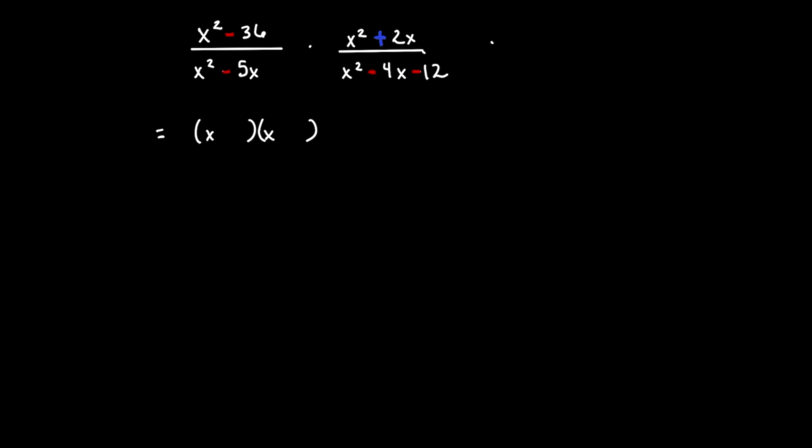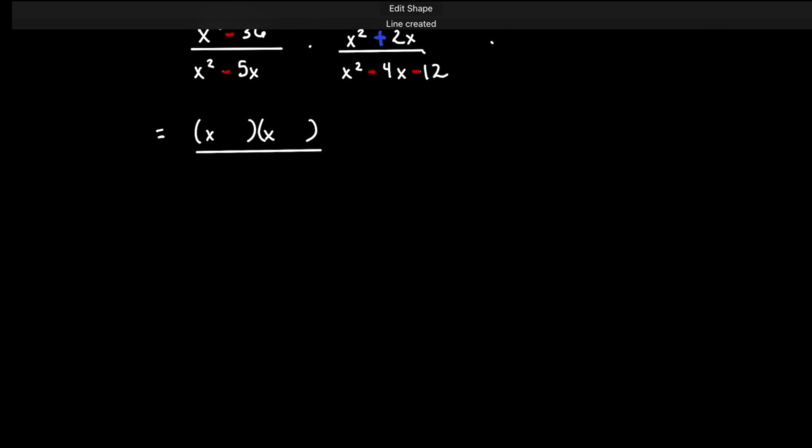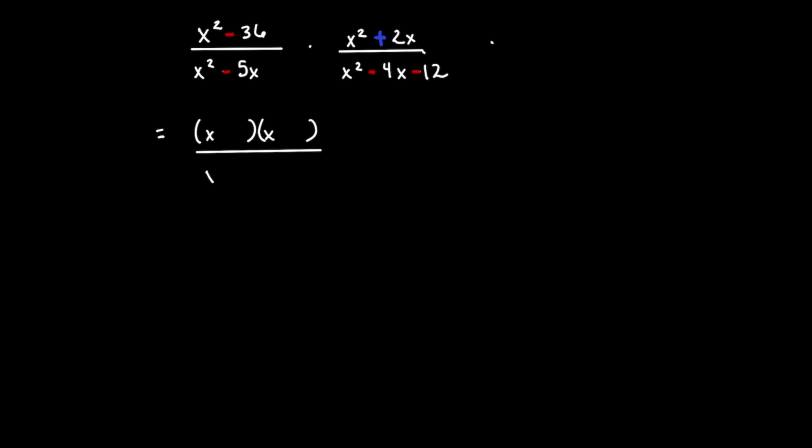So we start with the numerator over on the left side, the x squared minus 36. And this is going to be a perfect square, so we know that it will be x plus something and x minus something. So I have that set up. And when we have x squared minus 5x, we simply just pull out the x. Same with x squared plus 2x, simply pull out that x. And then x squared minus 4x minus 12, we know it's going to be two expressions multiplied by each other.